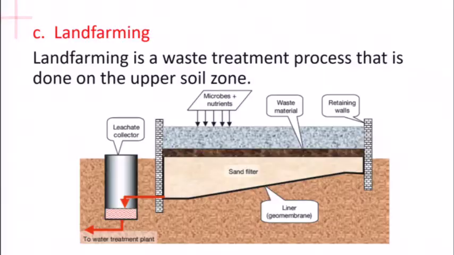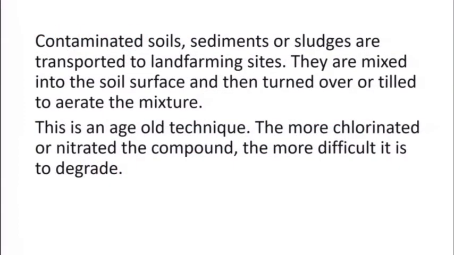Land farming. Land farming is a waste treatment process that is done on the upper soil zone. Contaminated soils, sediments or sludges are transported to the land farming sites. They are mixed into the soil surface and then turned over or tilled to aerate the mixture. This is an age-old technique. The more chlorinated or nitrated the compound, the more difficult it is to degrade.